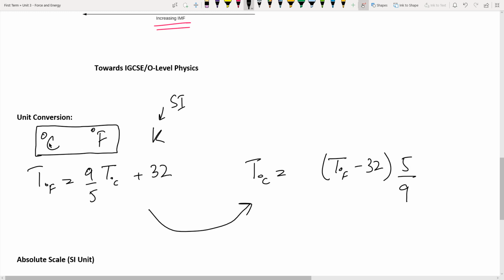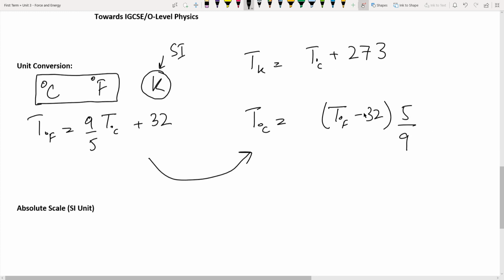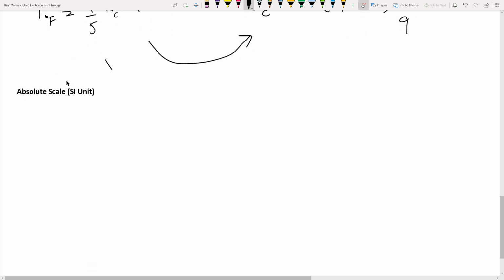Now these two are much more common, right? The degree Fahrenheit is used for medical purposes. Degree Celsius is used for industrial applications. But when we talk about scientific work, then Kelvin is used, right? And for Kelvin, we say that Kelvin is equal to degree Celsius plus 273, right? So these are the basic converters that we see. These two are more common, but this one is for scientific applications only, right? Scientific work. Now, for advanced O-level topic, I'm going to go into the absolute scale.